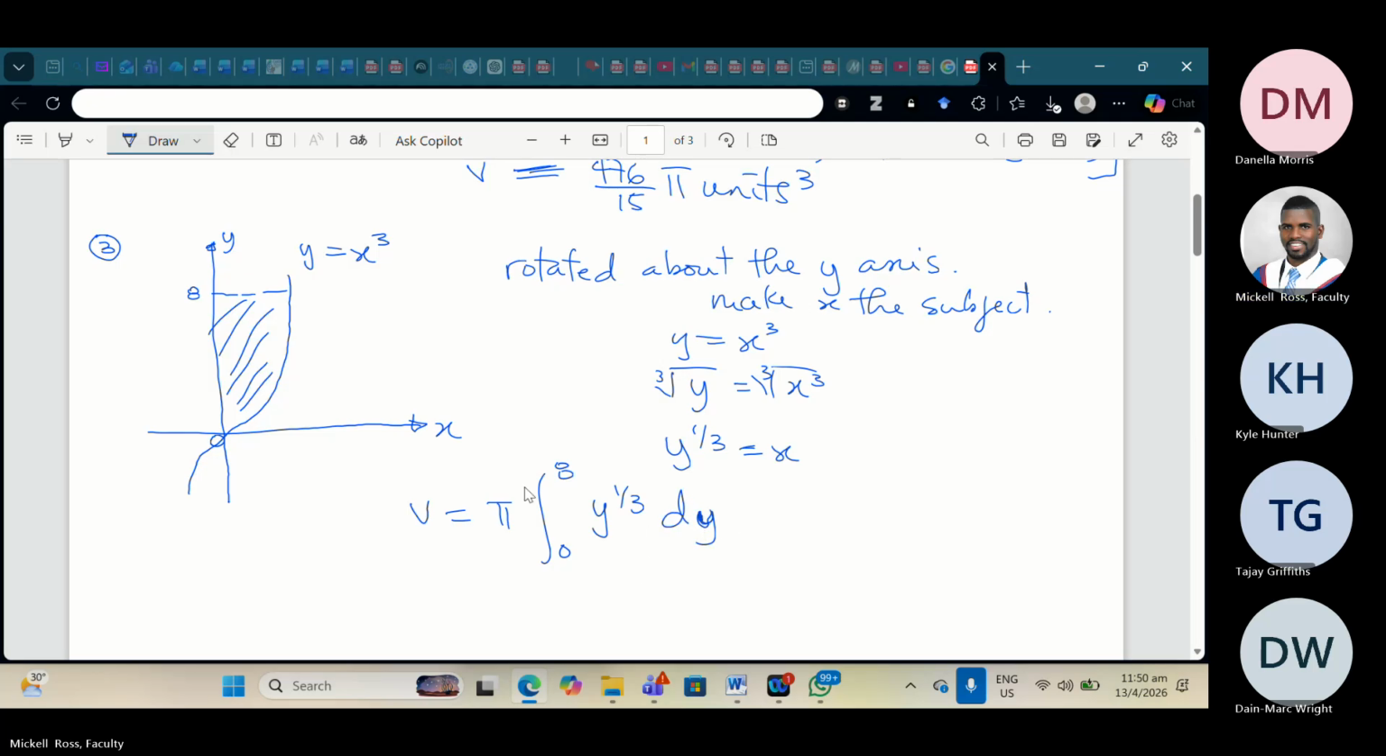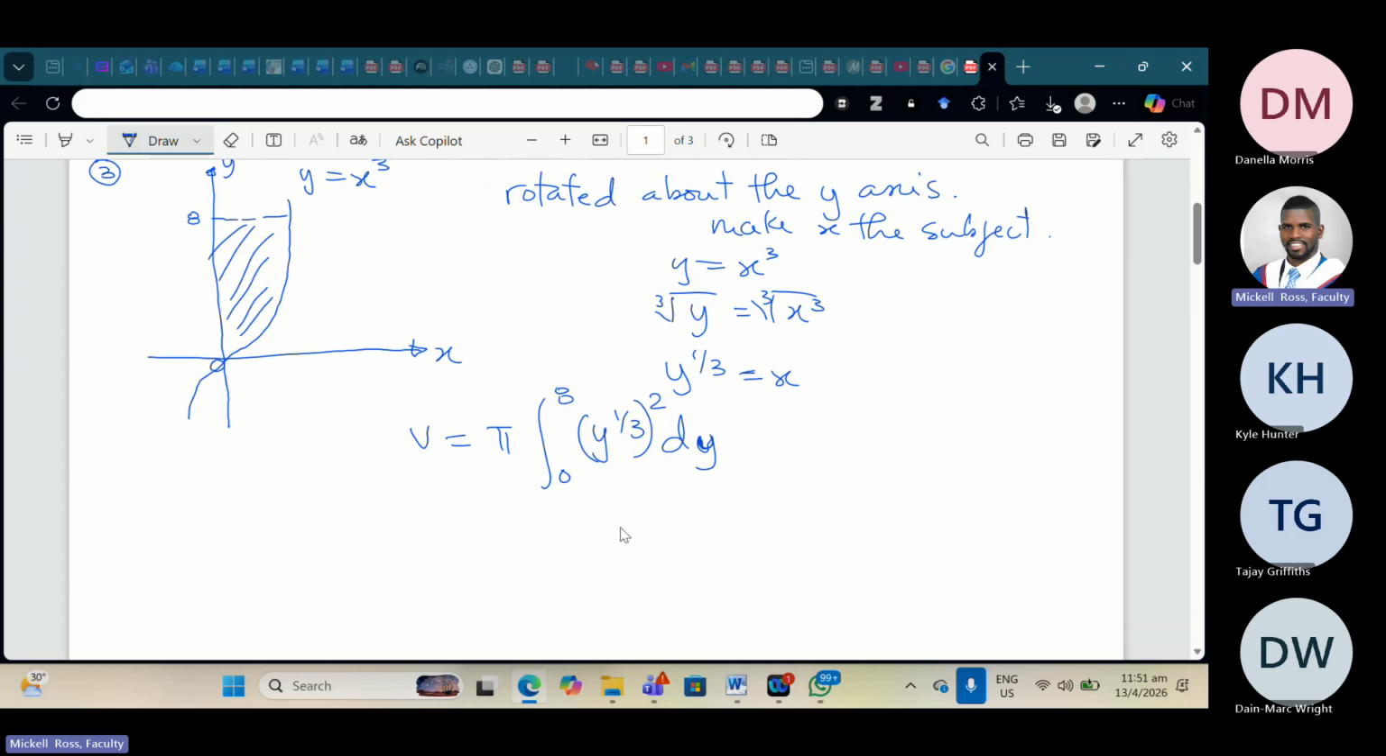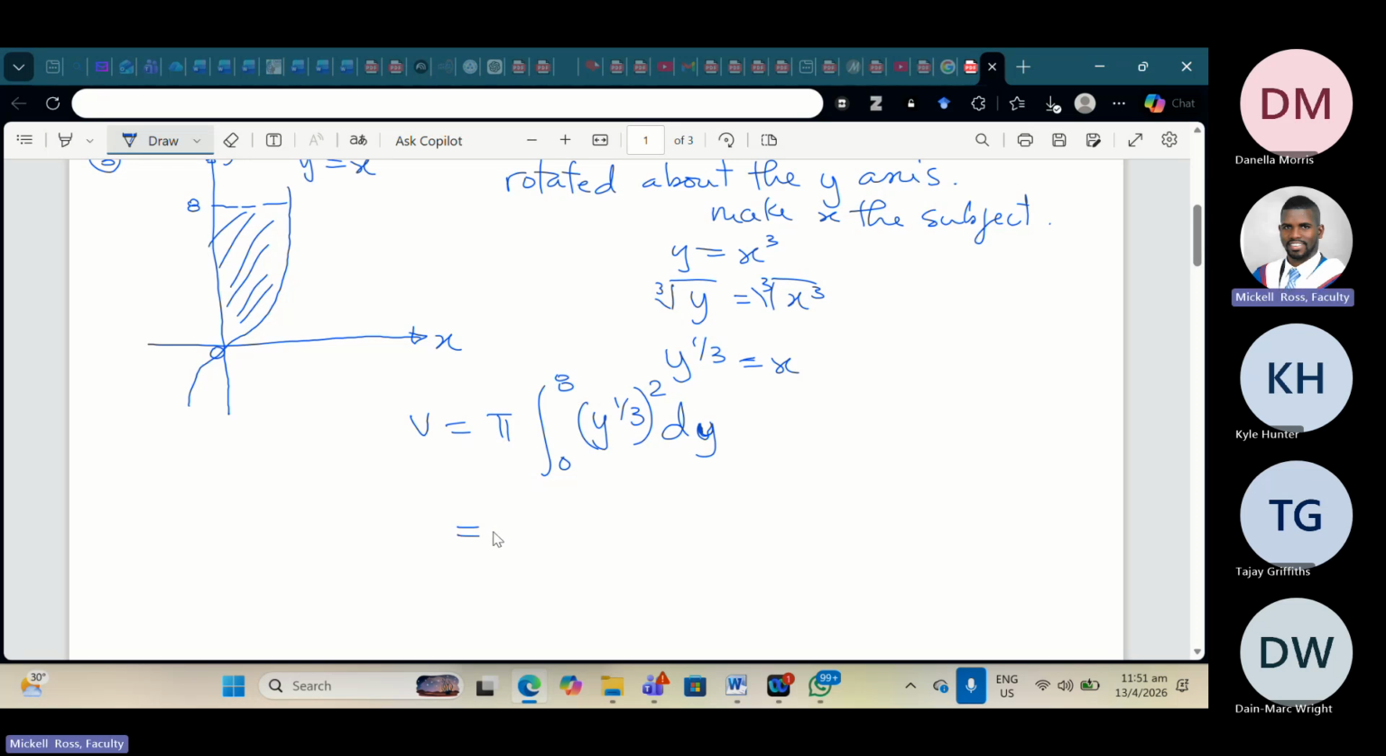All right, so it's pi. Oh, sorry. I did something there that would get the question wrong. I didn't square the function. So it's a good thing I looked quickly and recognized it. Remember that we need to square whatever the function is, because you're not doing area. So it's going to be pi times the integral from 0 to 8. 1/3 times 2 is going to give us y to the 2/3 dy.